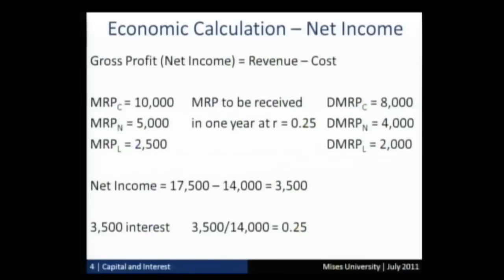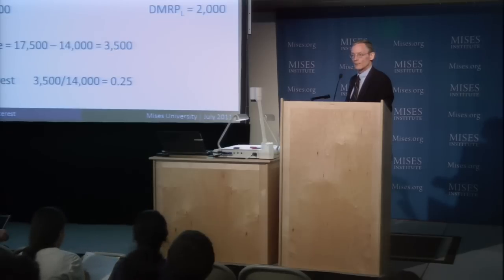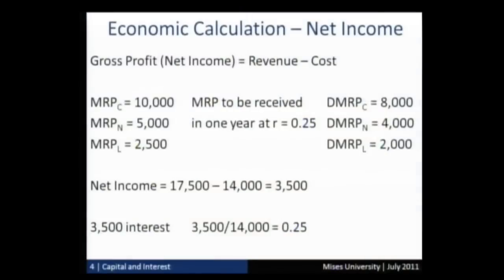And the question is, how much will the capitalist entrepreneur pay today in order to get this $17,500 if the interest rate's 25%? And the answer is $14,000. They'll be willing to pay $8,000 to buy the capital good, $4,000 to get the land, $2,000 to get the labor. And when they do this, they'll earn $3,500, which on their investment of $14,000 is 25%.